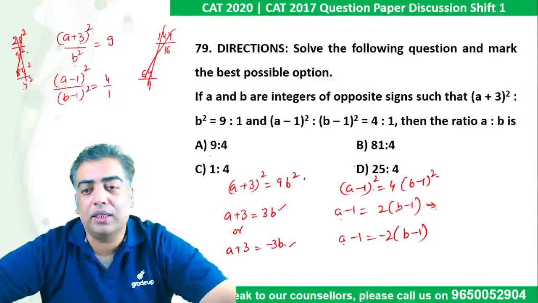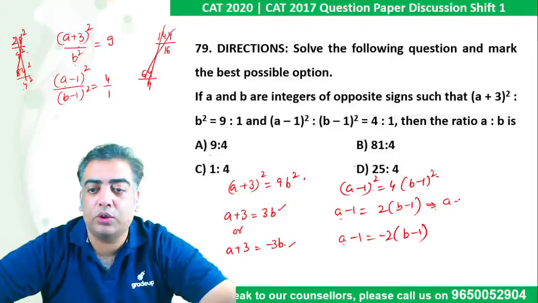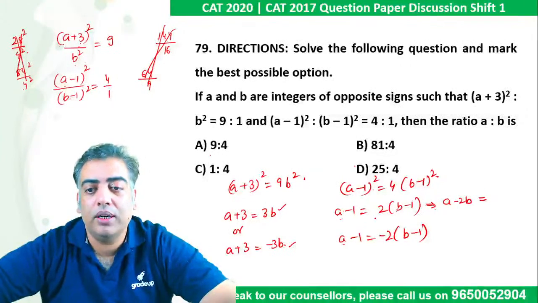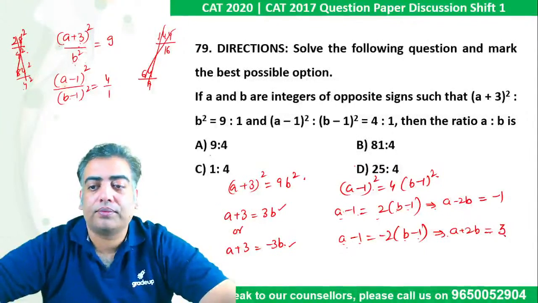So let's simplify this first. So it becomes a minus 2b equal to minus 2 plus 1, which is minus 1. And here it becomes a plus 2b equals 2 plus 1, which is 3.